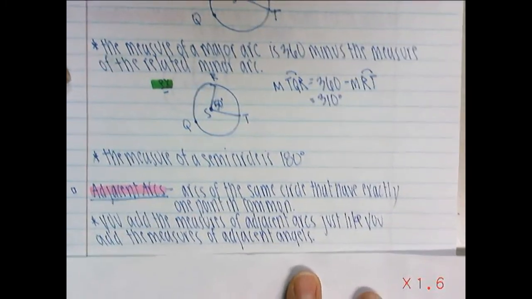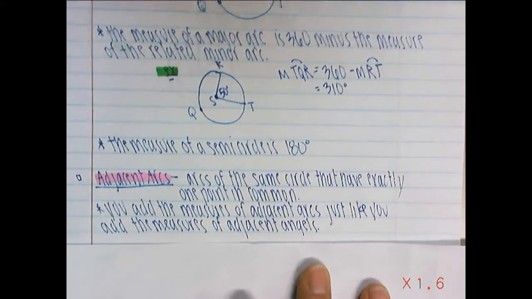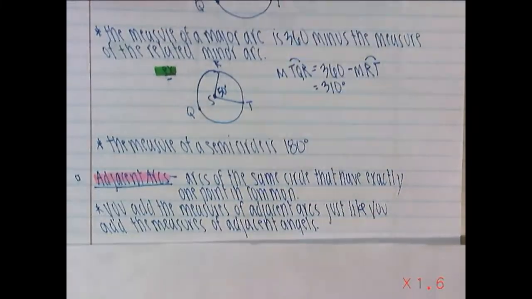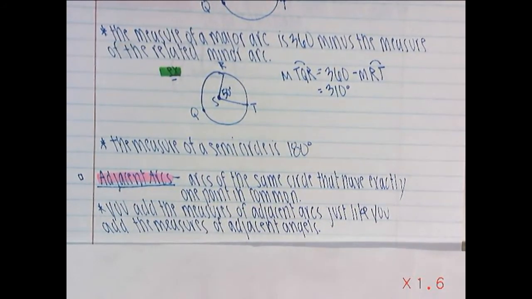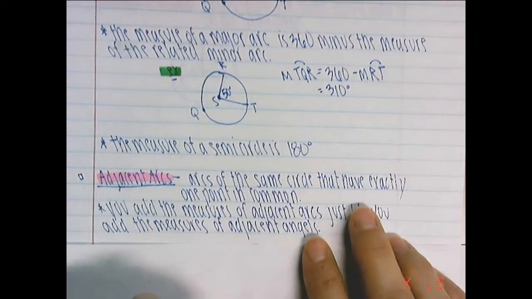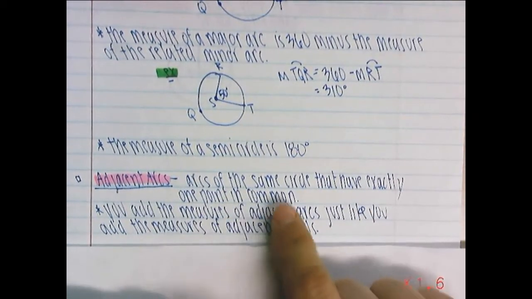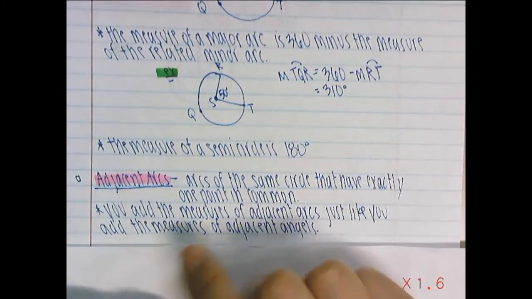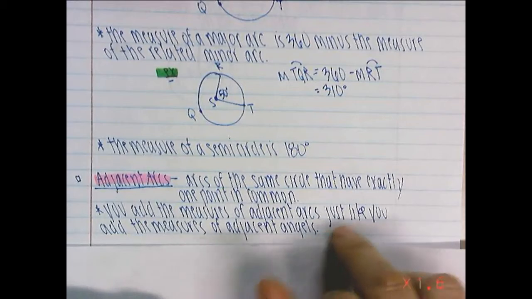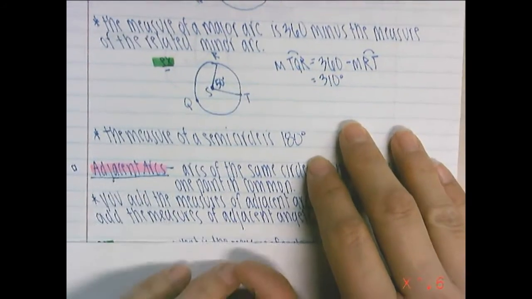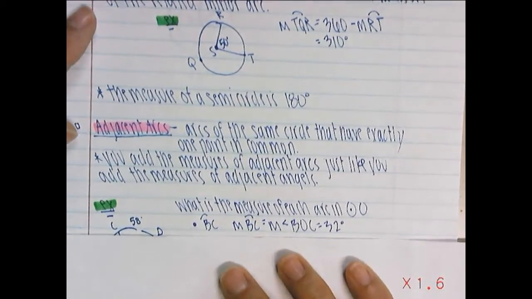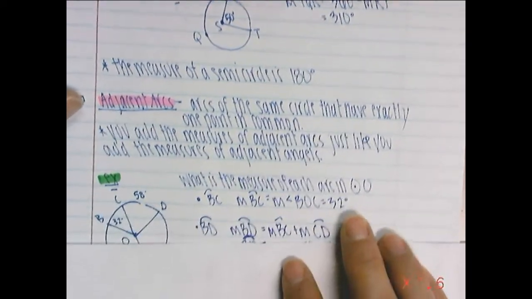Then we're going to talk about adjacent arcs. Adjacent arcs, much like adjacent angles, but this time they're arcs. They are arcs of the same circle that have exactly one point in common. All right? You add the measure of adjacent arcs just like you add the measure of adjacent angles if you're trying to find the measure of the whole angle. So, what is the measure of each arc in circle O?